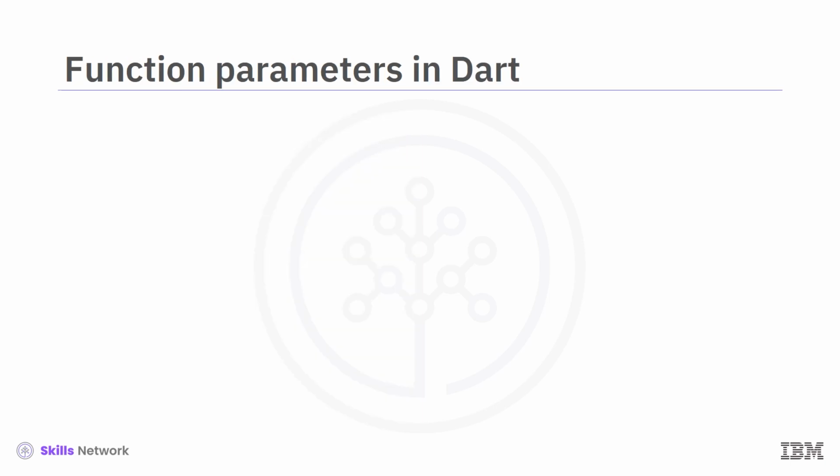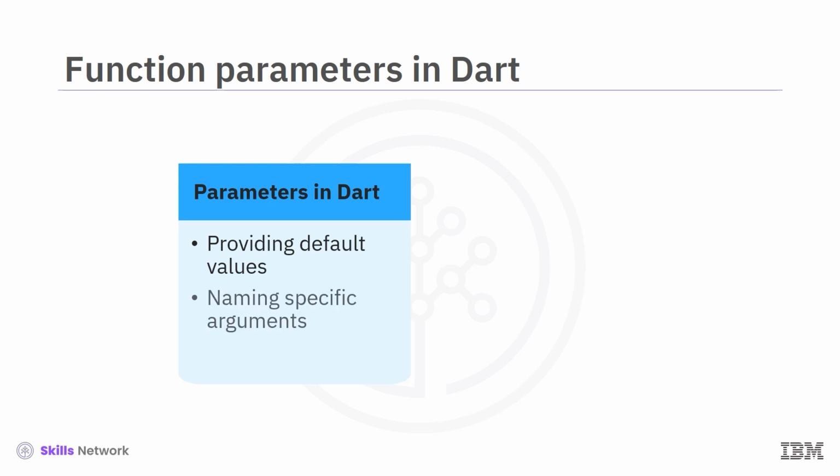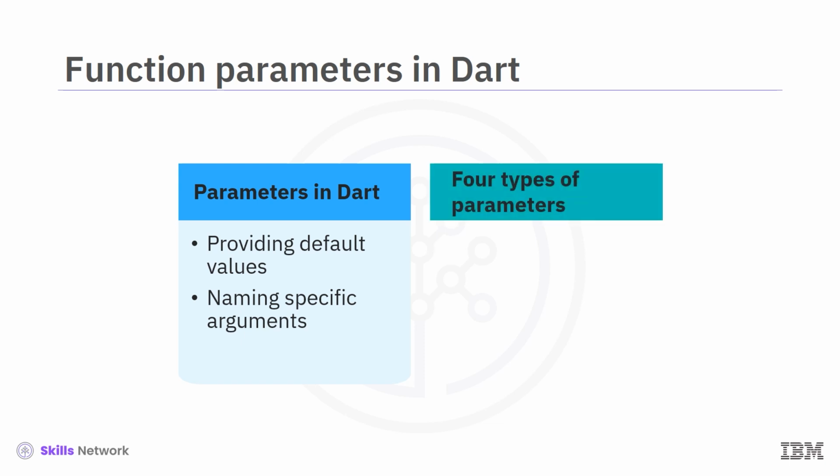Dart supports different types of parameters in functions. By understanding and using different types of parameters in Dart, you can tailor your functions to handle scenarios such as providing default values, and you can improve code clarity by naming specific arguments. Dart provides powerful tools to handle various scenarios and function calls. The four types are required, optional, named, and default parameters. Let's explore each of these.